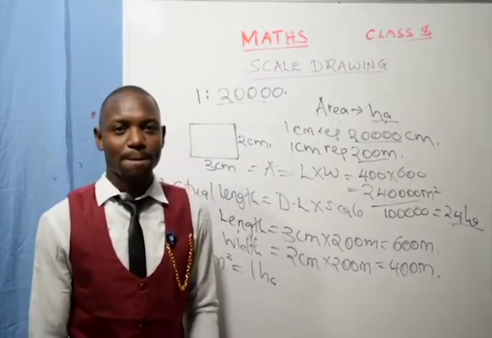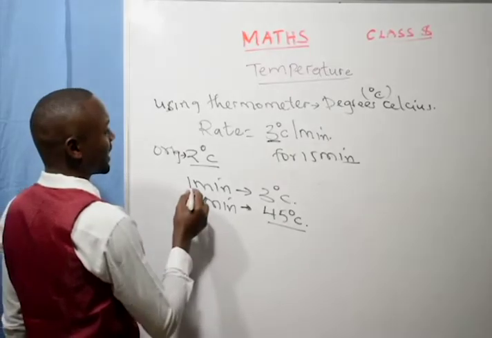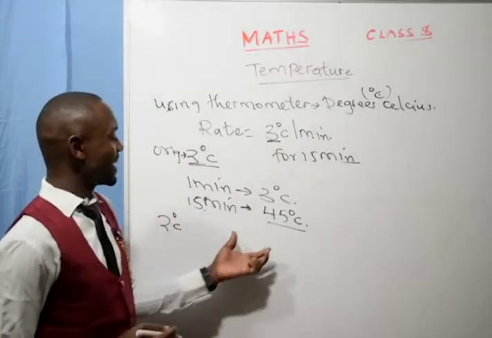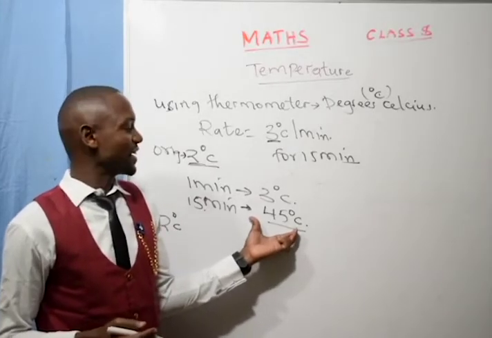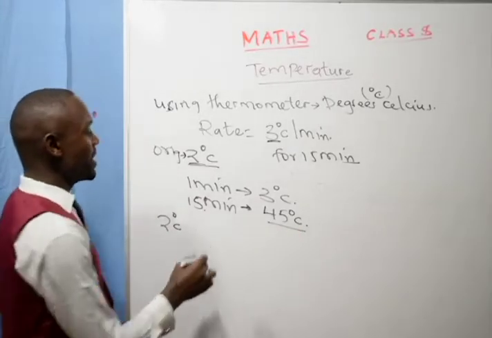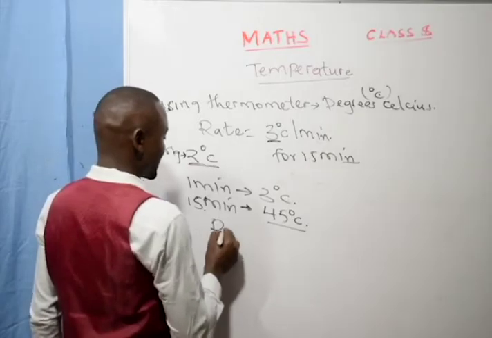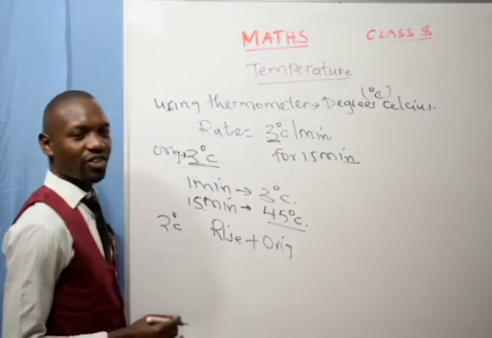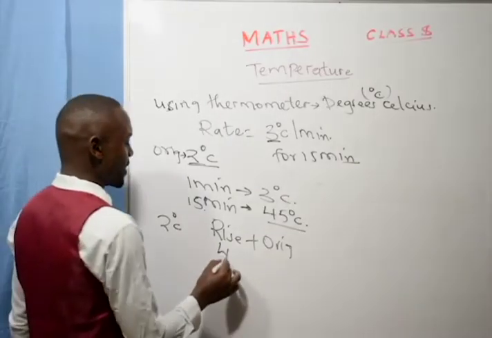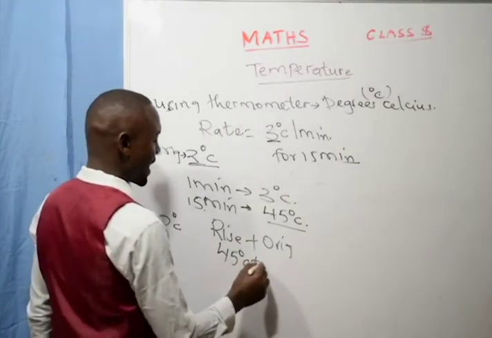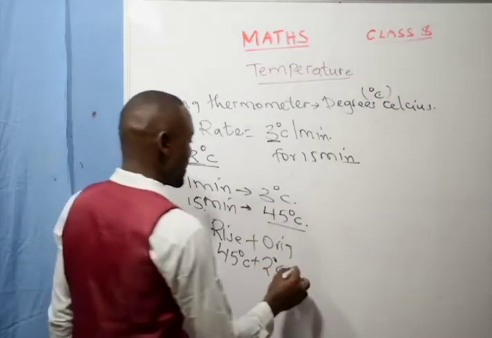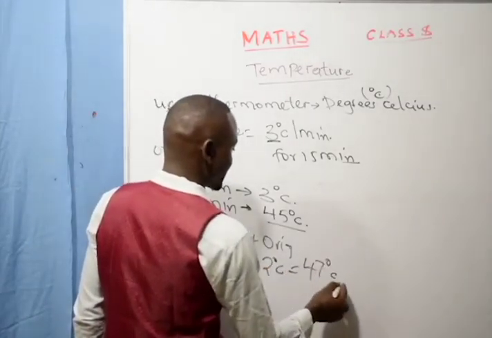Initially, it was 2 degrees Celsius, and the temperature rise was 45 degrees Celsius. So the new reading will be the rise in temperature plus the original temperature, which will be 45 degrees Celsius plus 2 degrees Celsius. So the reading in the thermometer will be 47 degrees Celsius.